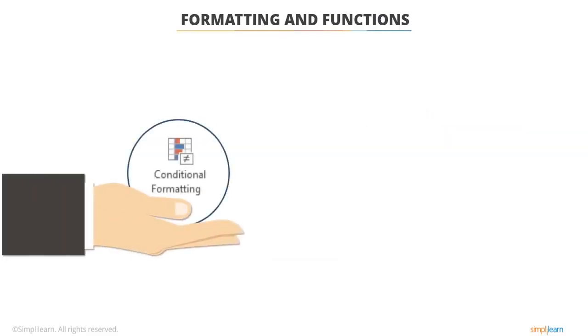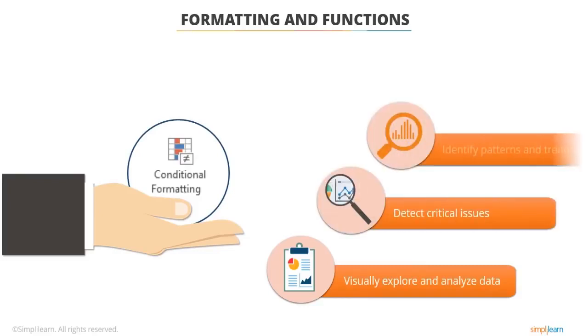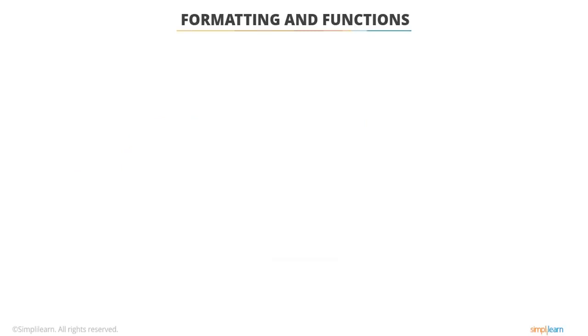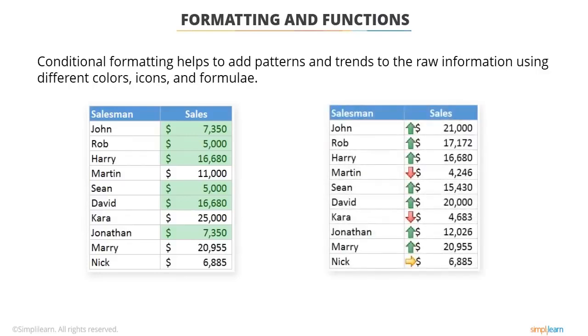Conditional formatting, a type of formatting, helps us visually explore and analyze data, detect critical issues, and identify patterns and trends. Conditional formatting helps to add patterns and trends to the raw information using different colors, icons, and formulae, etc.